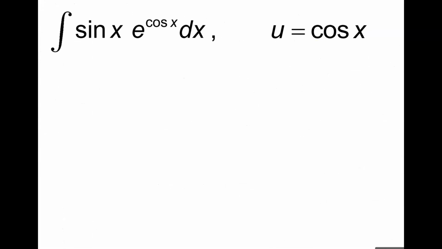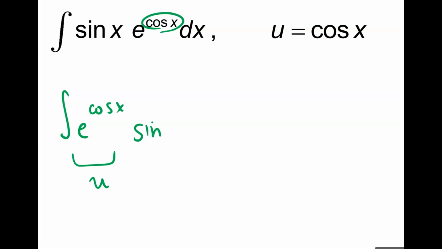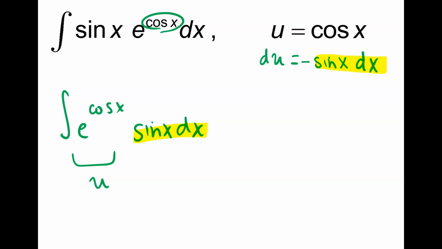All right, this one's tricky. I still tell you what you should say u is, so this is u, right? Integral of e to the cosine of x. This is my u, and I'm left with sine x dx. Okay, let's take the derivative. Derivative of cosine is going to be negative sine x dx. Ooh, there's an issue, right? I only have sine x dx. I don't have that negative. So instead, what I'm going to do is move the negative to the other side. So I have negative du is equal to sine x dx.